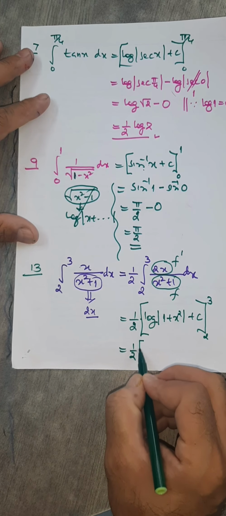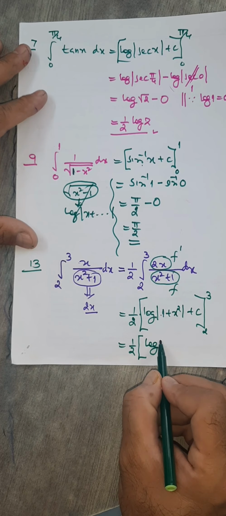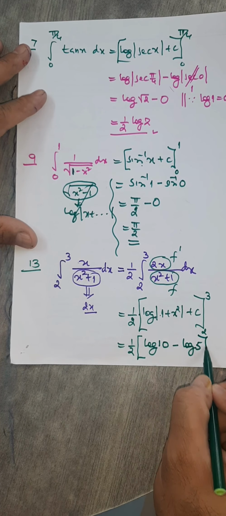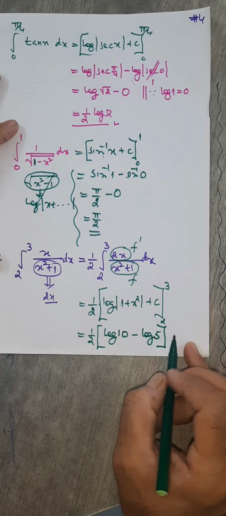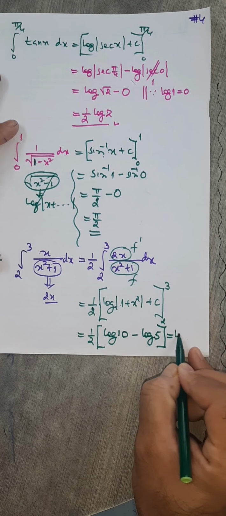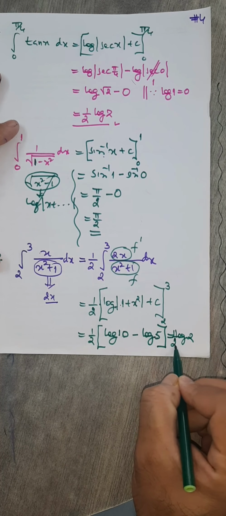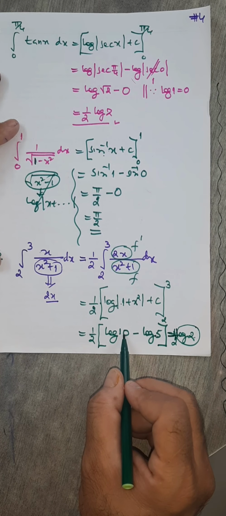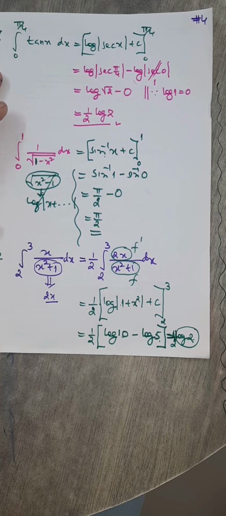So 1 upon 2 as it is. Here log, first the upper limit, 9 plus 1, which is log 10. The c will go away. Minus log of 4 plus 1, which is 5. Remember, log a minus log b. So here log 10 by 5, which is 2, and this half is already there. So half into log 2. 10 by 5 gives us log 2. So in the 13th question, the answer is 1 by 2 log 2.